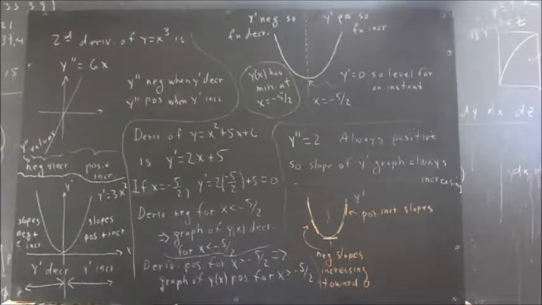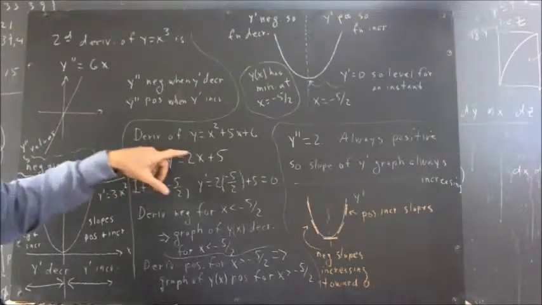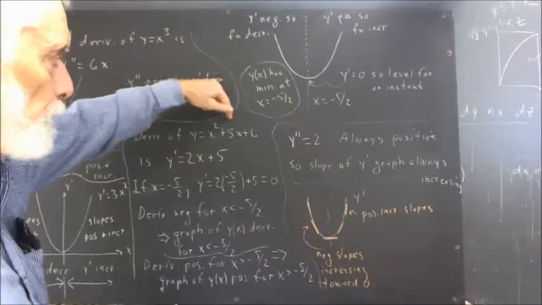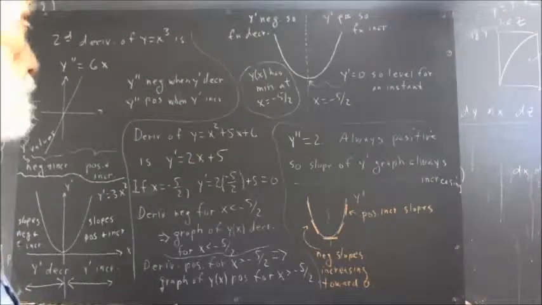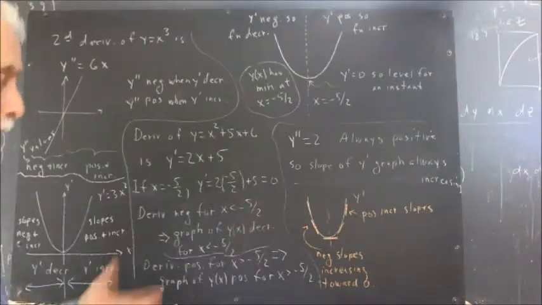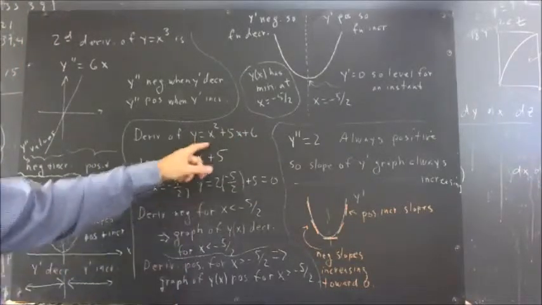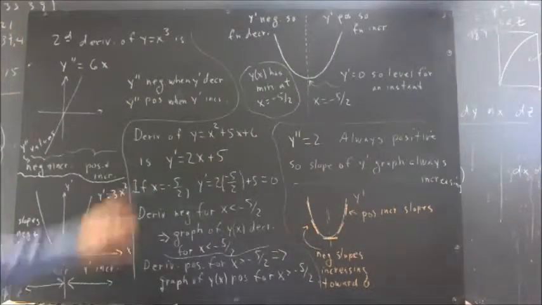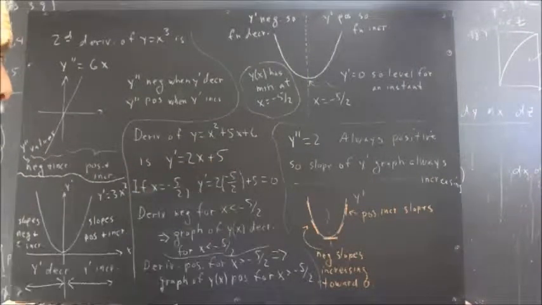Now we want to look at the derivative of the function y equals x squared plus 5x plus 6. The derivative of that function is very easily calculated. The derivative of x squared is 2x, the derivative of 5x is 5, so our derivative function is y prime equals 2x plus 5.